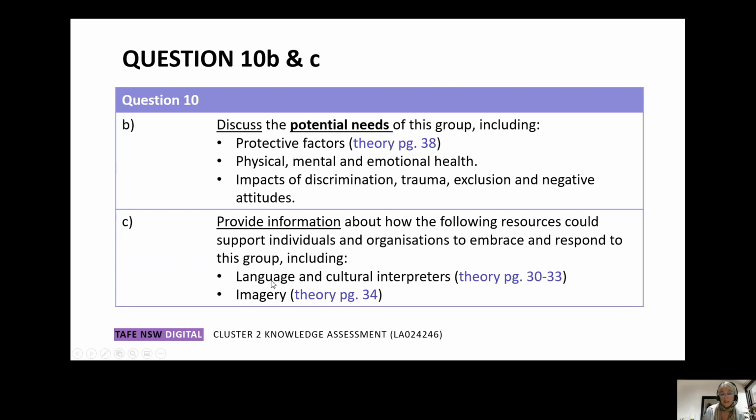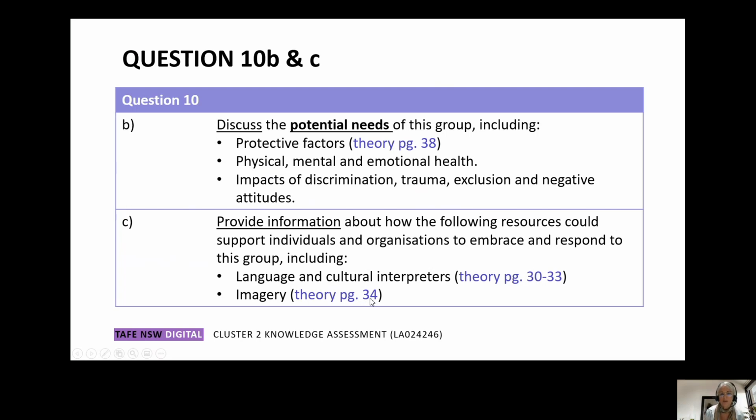So it's saying, tell us how these resources, so language and cultural interpreters, so language resources, and you'll read all about them on pages 30 to 33 in the learning resource. So back to your learning resource, get your head around what language resources there are, how we can use cultural interpreters to work with people from different diverse backgrounds or cultural groups, and then read about imagery.